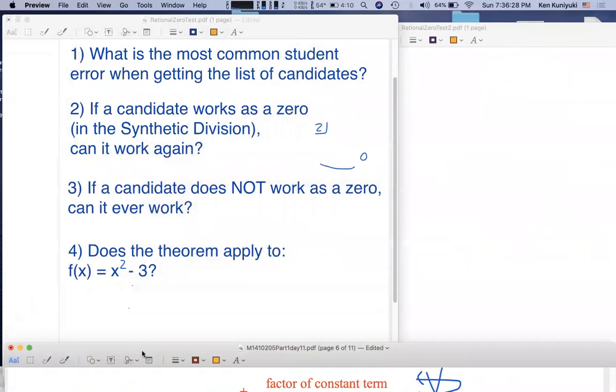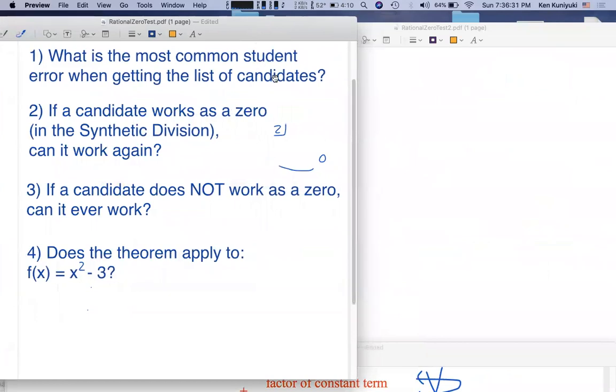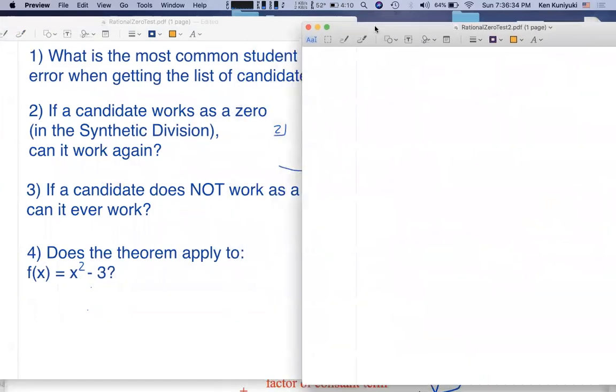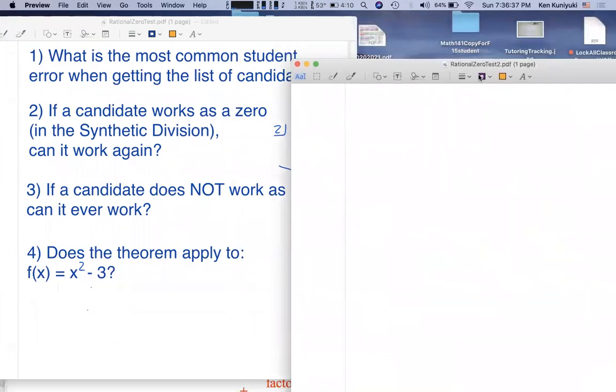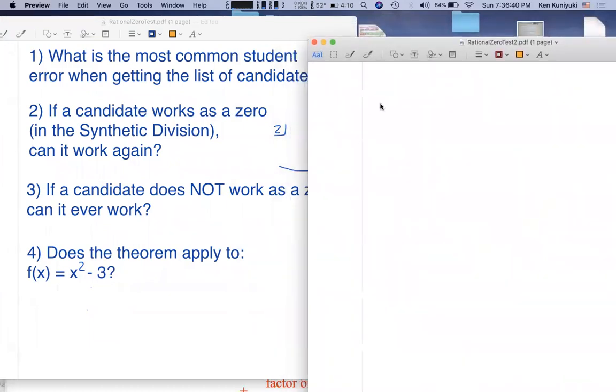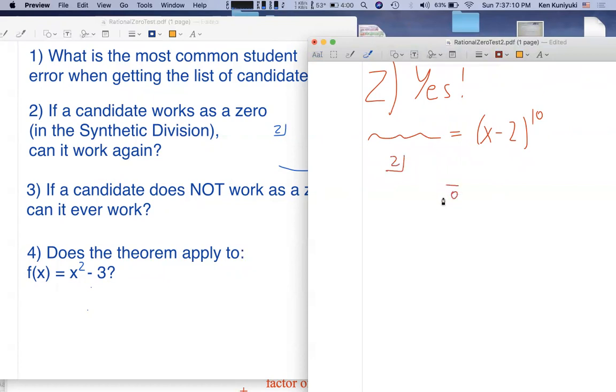If a candidate for a rational zero in the synthetic division works, can it work again? And the answer to that is yes. Here's an example. Imagine a polynomial that factors as x minus 2 all to the 10th. Well, guess what? If you take this guy, if you put 2 in the dunk tank, you're going to get 0 as the remainder, so it works out.